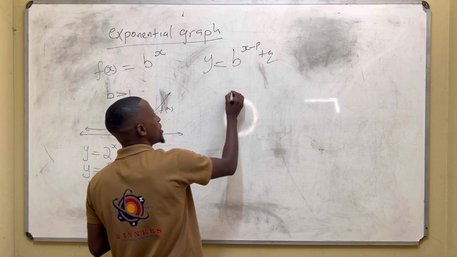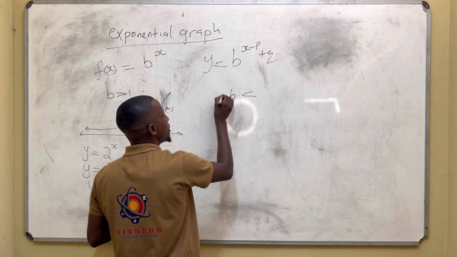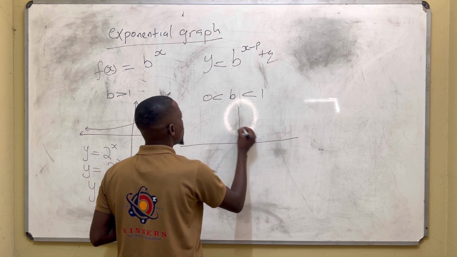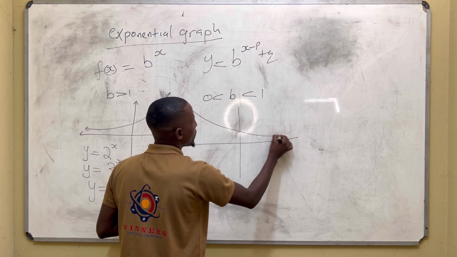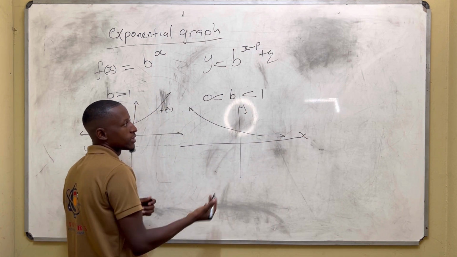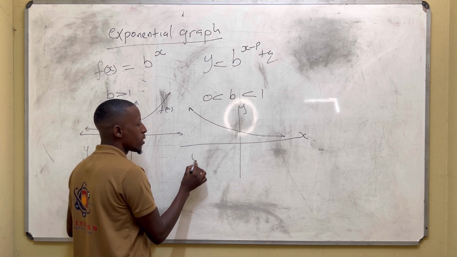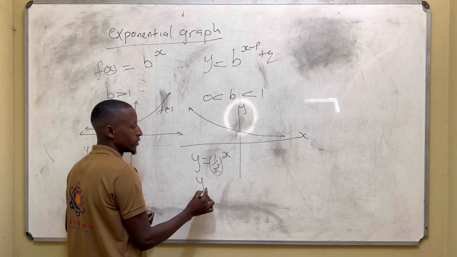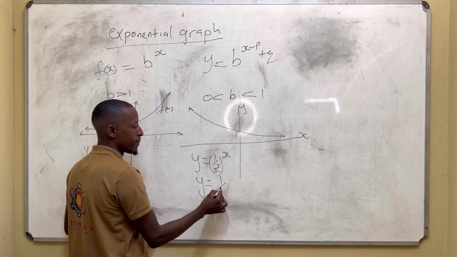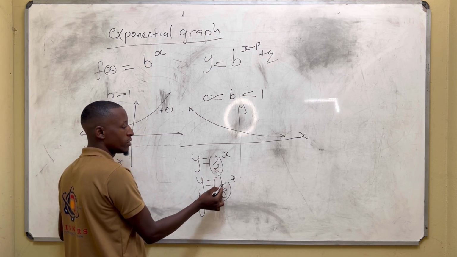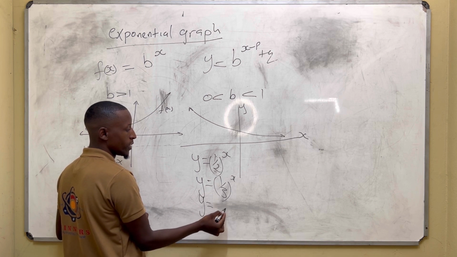But if the value of b is between 0 and 1, our graph is going to be a decreasing function. This is our decreasing function. So let's have examples of b being between 0 and 1. You can have a half, you can have 1/3. Do you see what you are having? A smaller value on top, a bigger value at the bottom. You can have 3/4.